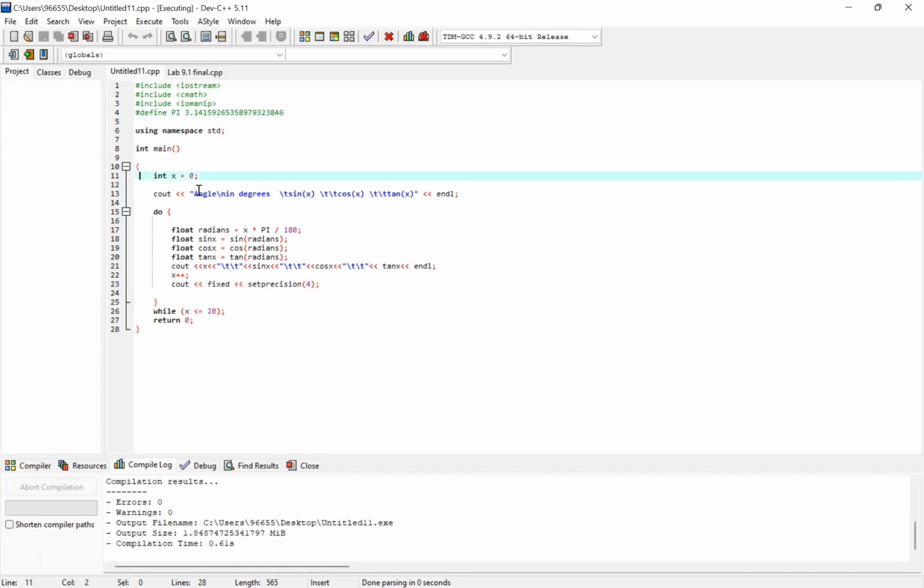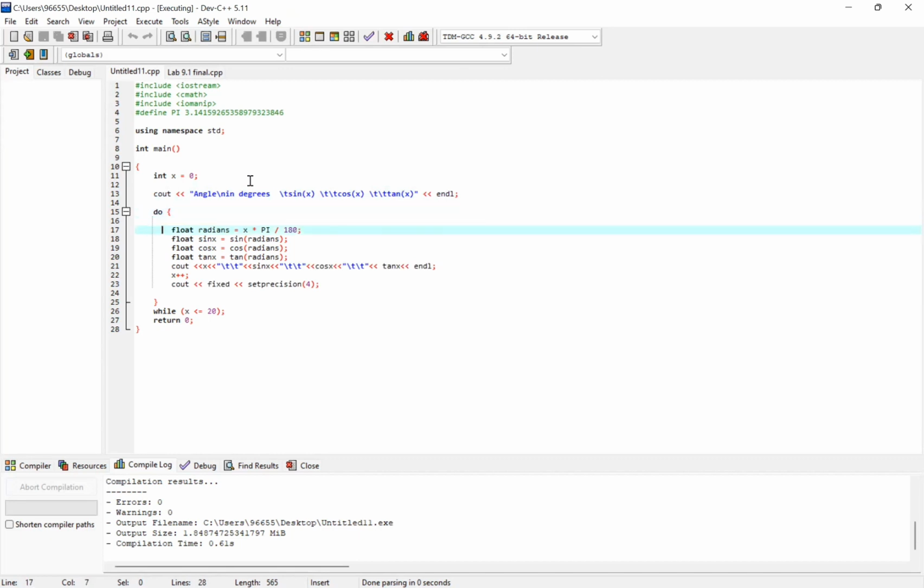We put bracket, then we put int x equals 0, which basically means that the degrees will start with 0. Next, cout angle in degrees, sine x, cosine x, tangent x. The backslash t and backslash n are for the spacing, so it will be clean when the output comes out. Next is the do statement, bracket.